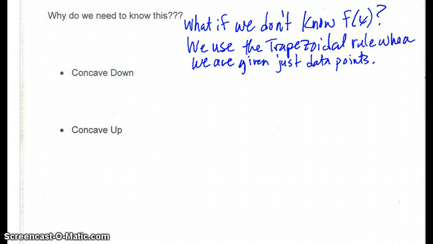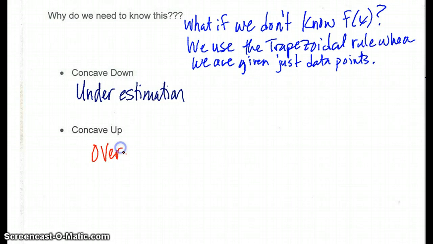Now, when we have a function that is concave down, what we need to remember is that we will have an underestimation, versus when we have a function that is concave up, we will have an overestimation.